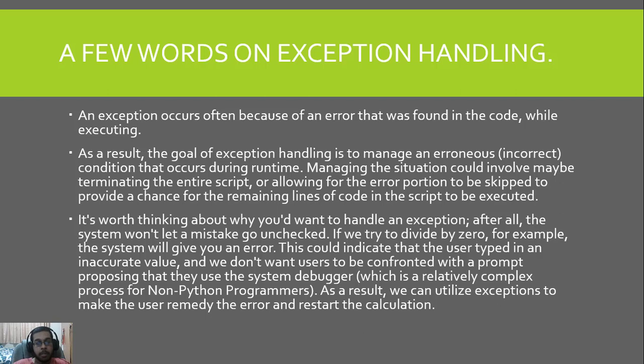It's worth thinking about why you'd want to handle an exception. After all, the system won't let a mistake go unchecked. If we try to divide by 0, for example, the system will give you an error. This could indicate that the user typed in an inaccurate value, and we don't want users to be confronted with a prompt proposing that they use the system debugger, which is a relatively complex process for non-Python programmers. As a result, we can utilize exceptions to make the user remedy the error and restart the calculation.